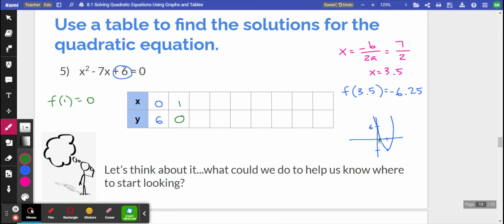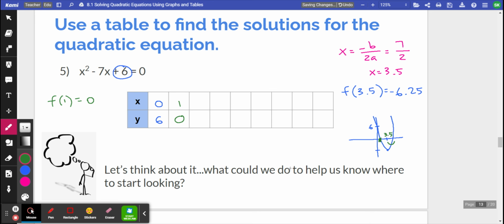That value is how many units away from the vertex? Well, since our axis of symmetry is at 3.5, and this is at x equals 1, that's 2.5 units away. I'm doing that because I know that 2.5 units away on the other side will give me the other 0. So 3.5 plus 2.5. Hey, that's 6. So at x equals 6, we'll probably have another 0.